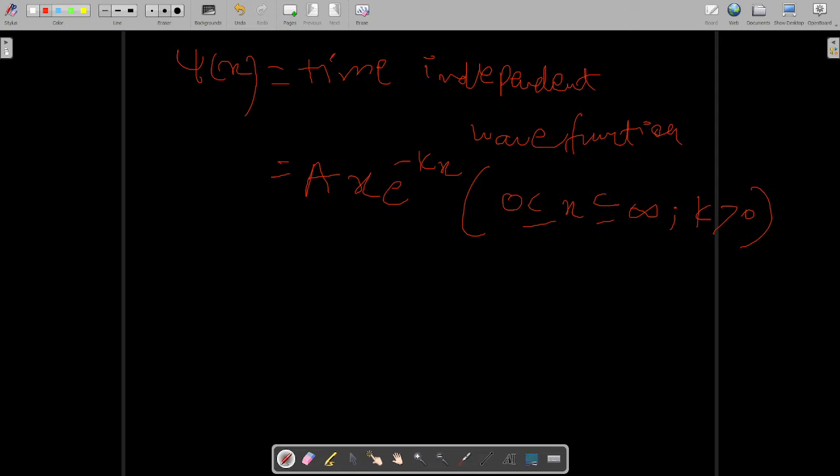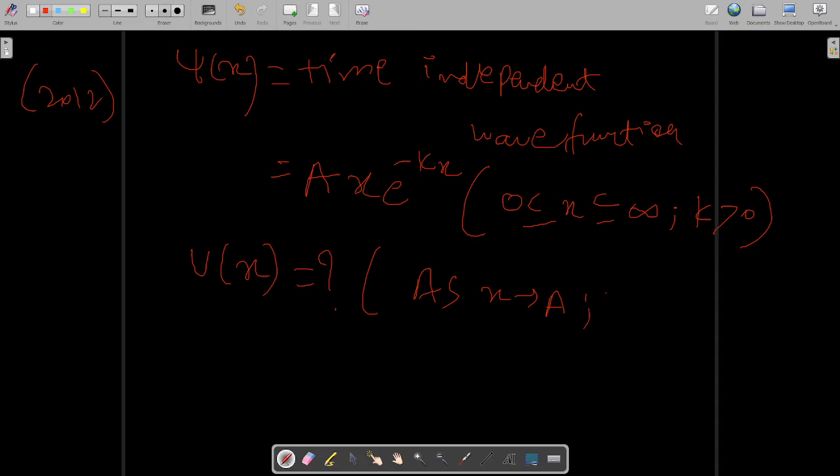So you have to basically find out the potential function once again. Okay, this is the 2012 year PYQ. So potential function V of x you have to find. It is given that as x tends to a, V of x tends to 0. It is given over here, and also E you have to find out. Okay, so what will be the approach?